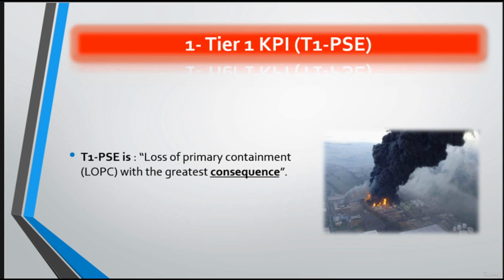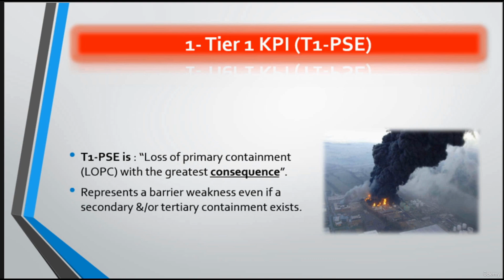So let's go to Tier 1 KPI or Tier 1 PSE. Tier 1 KPI or Tier 1 process safety event is the loss of primary containment with the greatest consequence. It represents a barrier weakness even if a secondary and or tertiary containment exists, because now the disaster has already happened. And we need to know what are the consequences of the loss of primary containment relevant to Tier 1 PSE or Tier 1 KPI.